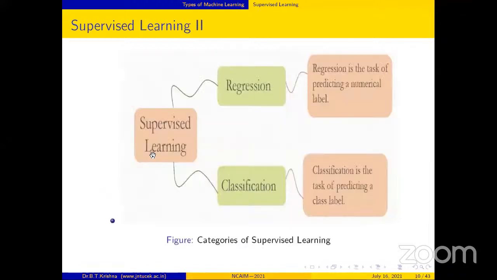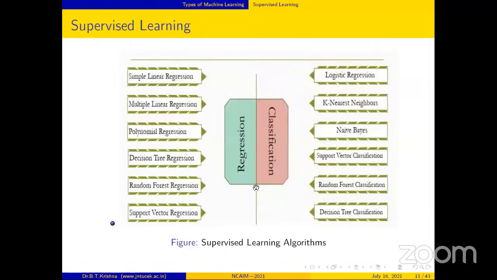Now in supervised learning, there are two categories. One is regression, the other one is classification. Regression is the task of predicting a numerical label, whereas classification is the task of predicting a class label. That means supervised learning can be classified into two types: regression type and classification type. In one case, a numerical label is predicted, and classification is the task of predicting a class label. And these are some of the supervised learning techniques or algorithms.